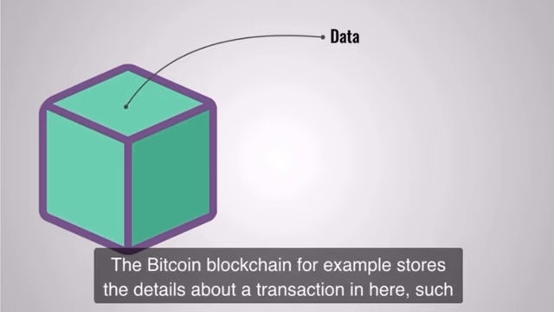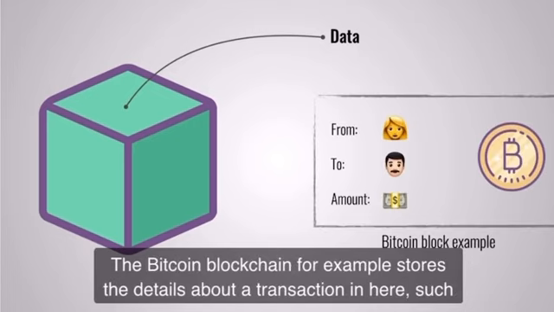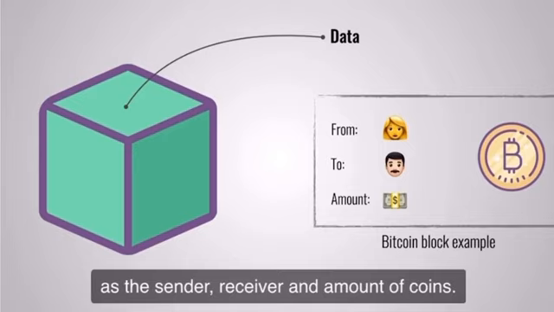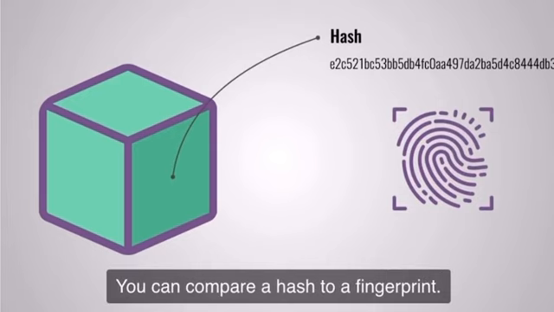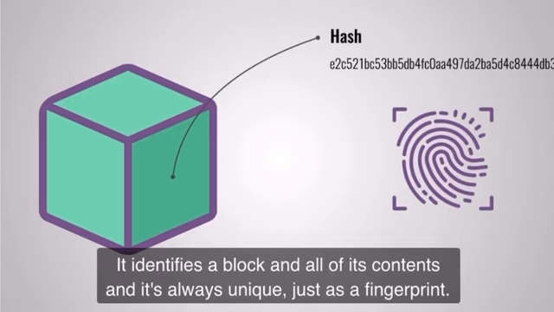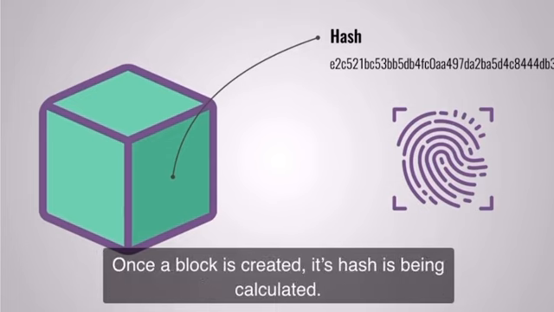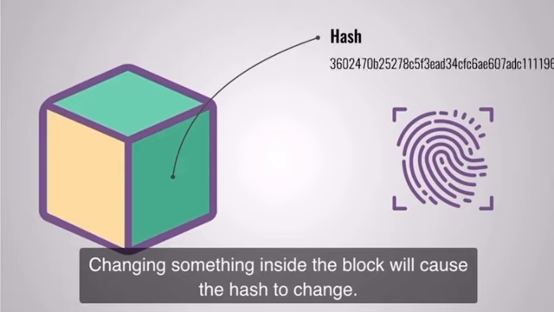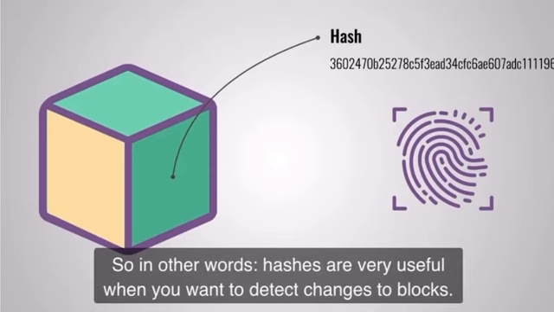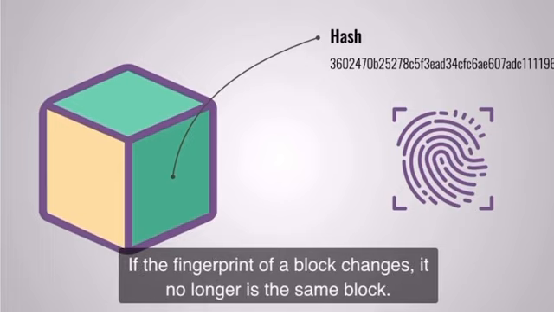The Bitcoin blockchain, for example, stores the details about a transaction in here, such as the sender, receiver, and the amount of coins. A block also has a hash. You can compare a hash to a fingerprint. It identifies a block and all of its contents, and it's always unique, just as a fingerprint. Once a block is created, its hash is being calculated. Changing something inside the block will cause the hash to change. So in other words, hashes are very useful when you want to detect changes to blocks. If the fingerprint of a block changes, it no longer is the same block.